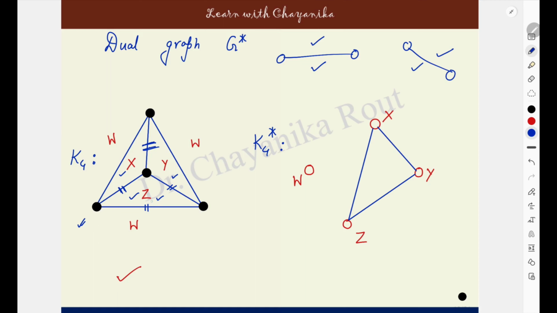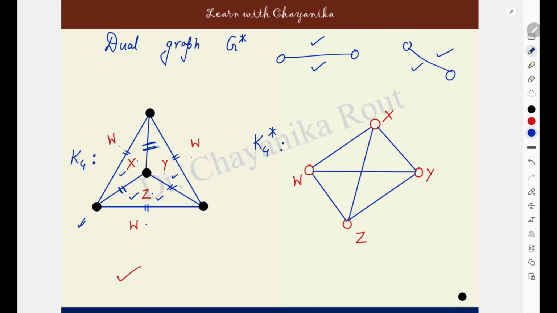Come to this edge. It is having face Z on one side and face W on the other side. So Z and W should be made adjacent. This edge is having face X on one side and face W on the other side. So X and W are to be made adjacent. This edge is having face Y on one side and face W on the other side. So Y and W are to be made adjacent.